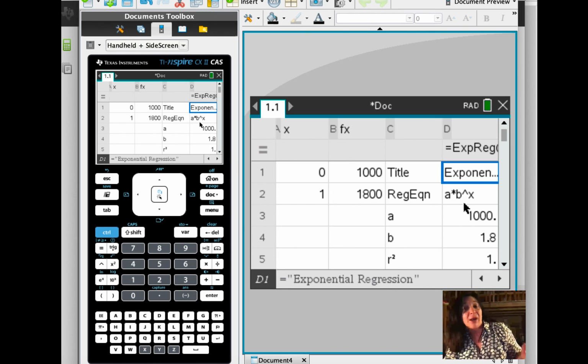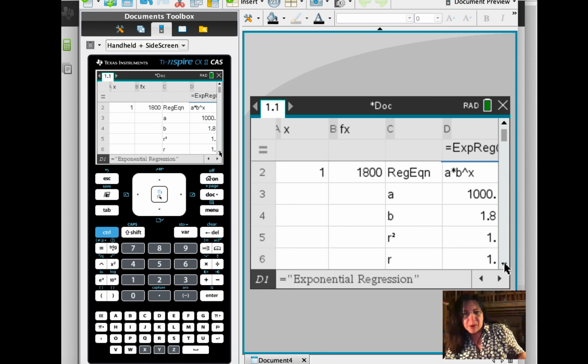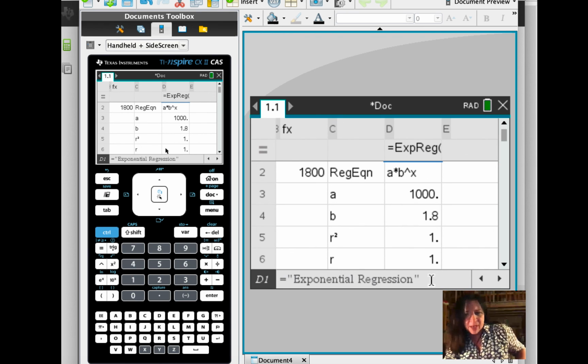But just keep in mind that the reason I like the TI-Nspire is just because it's cool too. But the R value is 1. And remember, an R value basically tells you whether or not your equation is accurate, right?